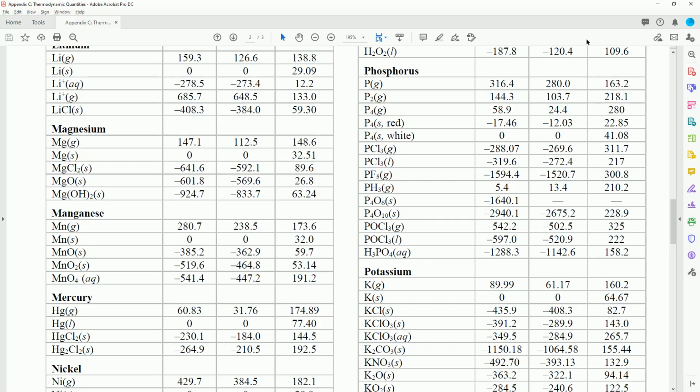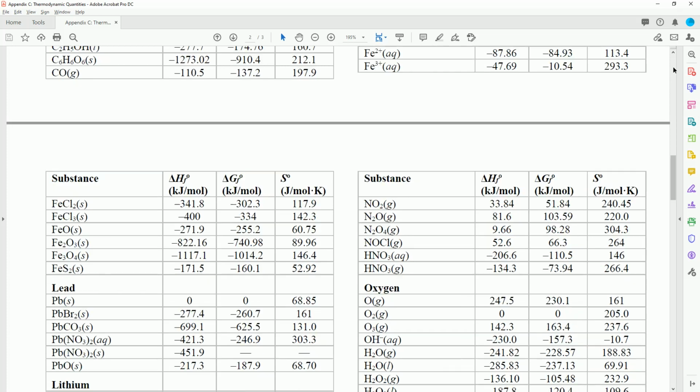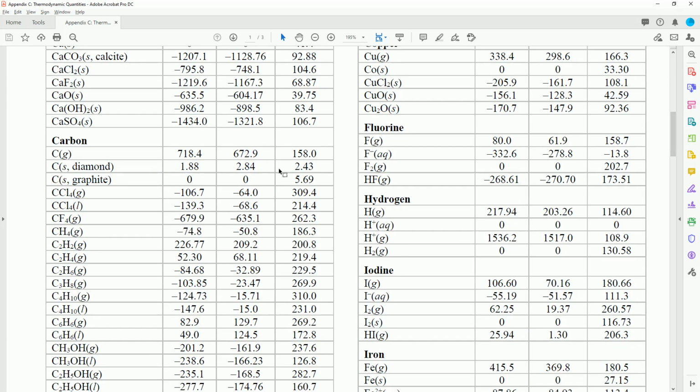our appendix here. So here is our appendix. We're going to go up to carbon. And there are two quantities. You will notice that they are very small. Even the graphite is very small. But relative to each other, the graphite has a much higher number. So 5.69 versus 2.43. And then it's joules per mole Kelvin.